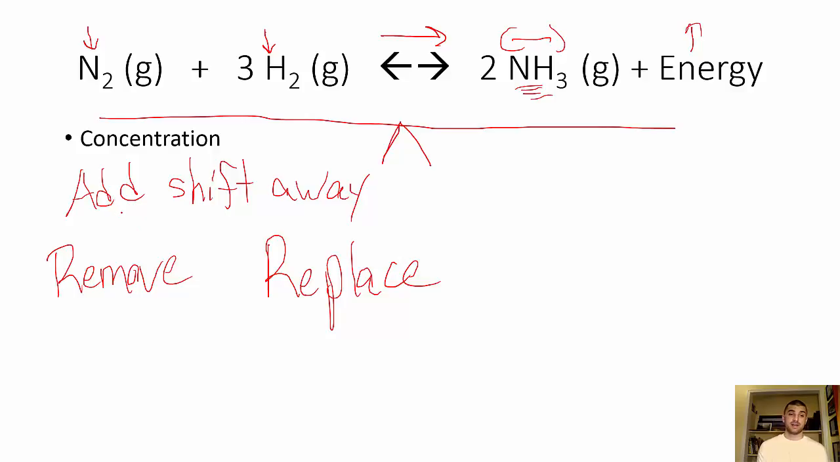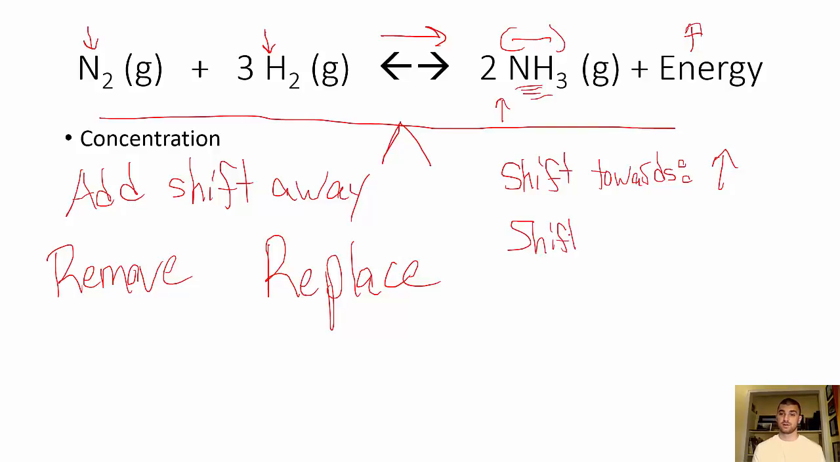So if we add something, we have to shift away from what we added. If we remove stuff, we have to replace it, so we shift towards it. Now, if we shift towards something, then it increases, right? If I'm shifting towards NH3, I'm increasing NH3. If I'm shifting towards the energy, I'm increasing energy.